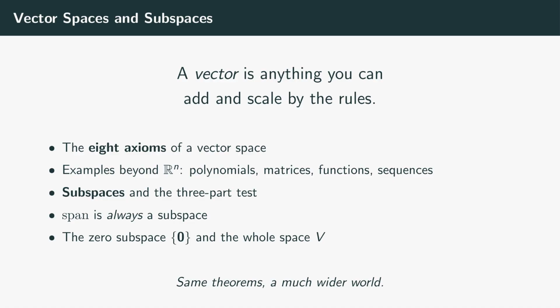The payoff is the cast of new examples. Polynomials turn out to be vectors, so do matrices of a fixed size, functions, and infinite sequences. None of them looks like an arrow, yet all obey the same rules. Then we look inside. A subspace is a vector space living within a larger one, and a single short test tells you whether a subset qualifies. We will see that spans are always subspaces, and that every space has a smallest and a largest subspace.